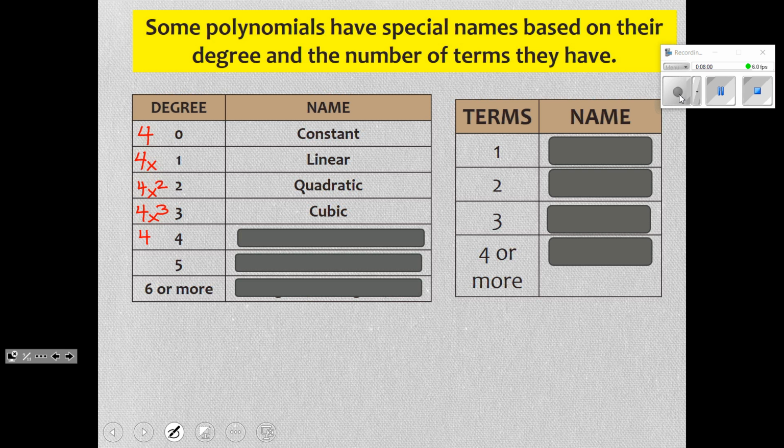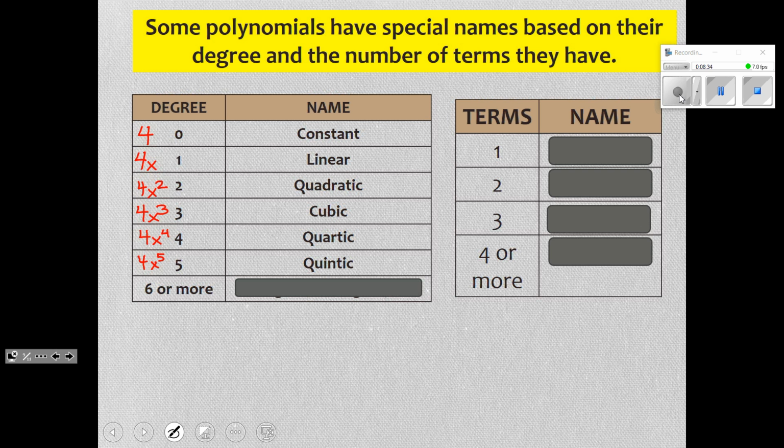If the highest degree is 4, if you think about a prefix for 4, we have quad and we have quar, like 4 quarters in a dollar, 4 quarts in a gallon. So this is going to be a quartic polynomial. If the highest degree is 5, if you think of a prefix that means 5, we have like a pentagon, a penta. But we also have quin, and this is going to be quintic.